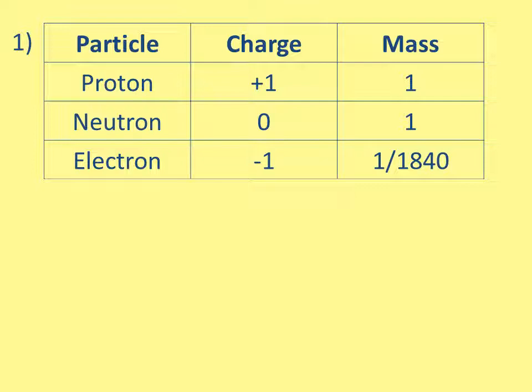Therefore, when you look at the neutron, that's got a charge of 0. It's neutral, so it has no charge, and it also has a mass of 1, which means it has exactly the same mass as a proton. The electron has a charge of -1, so it's negative, and we call it -1 because it has the same size charge as the proton, but just negative. But the mass is much, much lower. It's about 1/2000th of the mass of a proton, or specifically 1/1840th the mass of a proton.